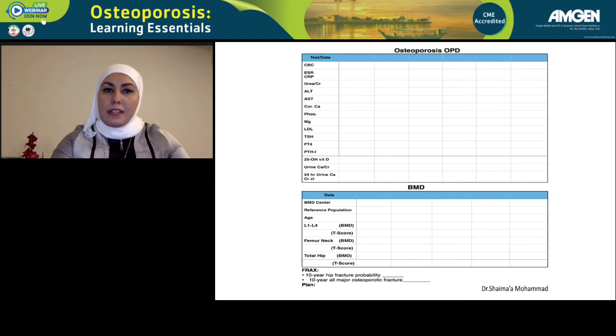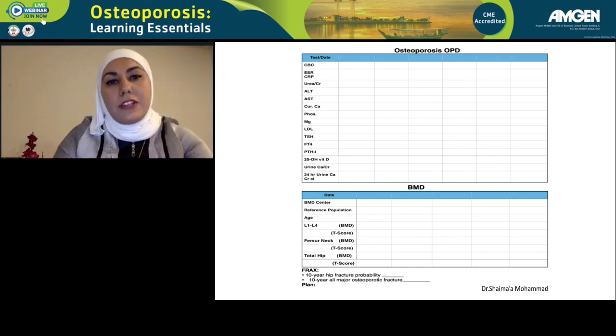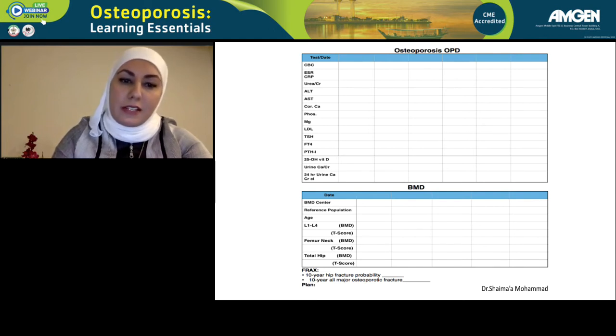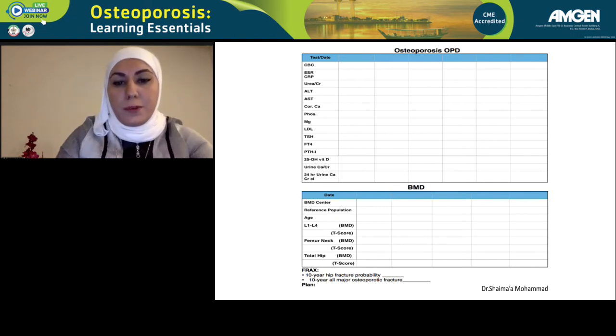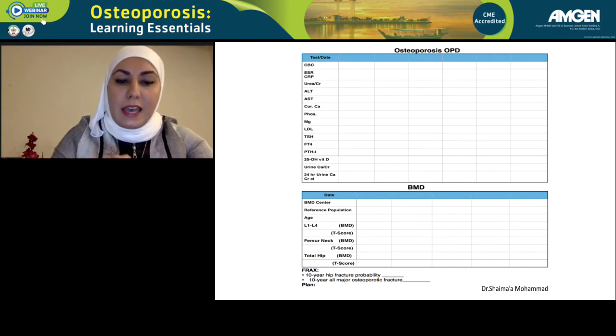And then this is the second page. We have the blood investigations, which we mentioned. And each visit, we can compare the investigations. Then we have the DXA scan results. If done, we can write the T-score and BMD, and then compare it if there is any improvement. And finally, we have the FRAX, 10-year hip fracture probability, and the plan for this patient.